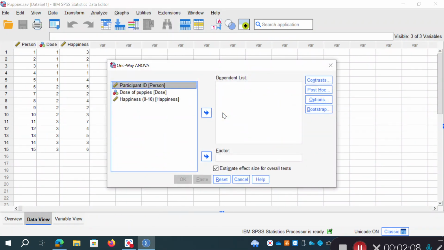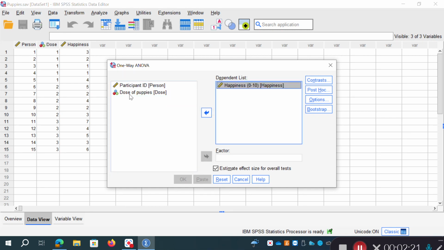If I click on that, we just have to select our dependent variable and our independent variable. Our dependent variable is happiness, so we move that over to the dependent list. That's our scale variable, our outcome variable, if you like. And our independent variable is the categorical variable, the different groups that people are in, which is this dose of exposure to puppies: control, 15 or 30 minutes. I'll move that over to the factor box.